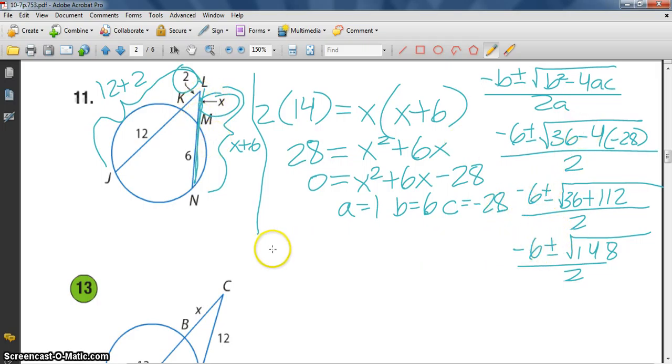So let's take, with our calculator, negative 6, put that in parentheses, plus the square root of 148, close parentheses for the numerator, divided by 2. And we should get approximately 3.1.